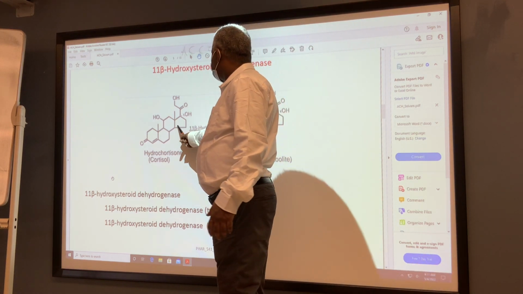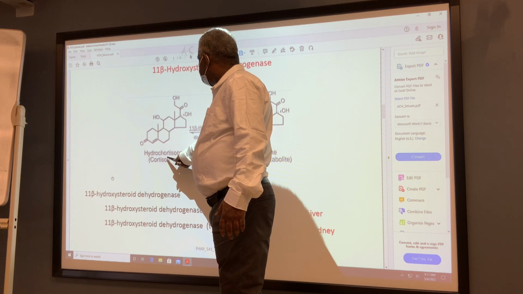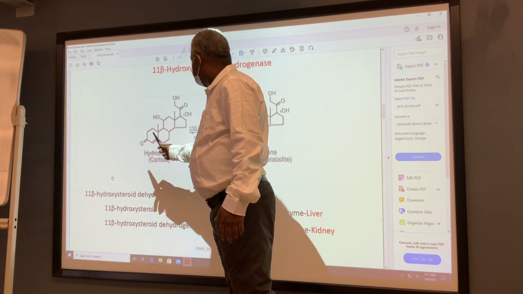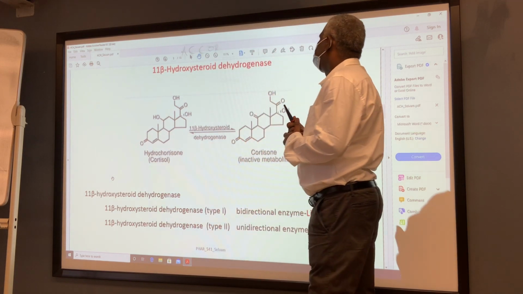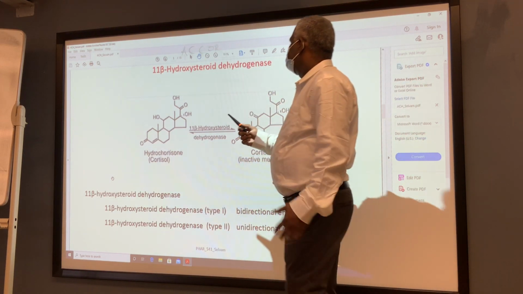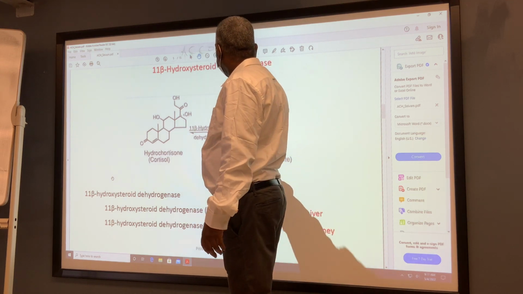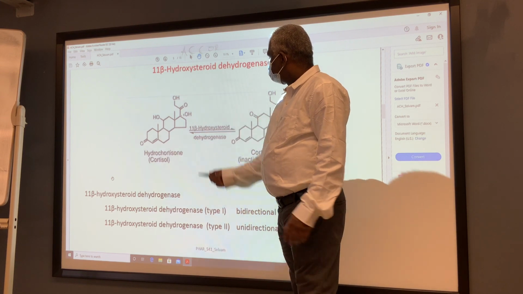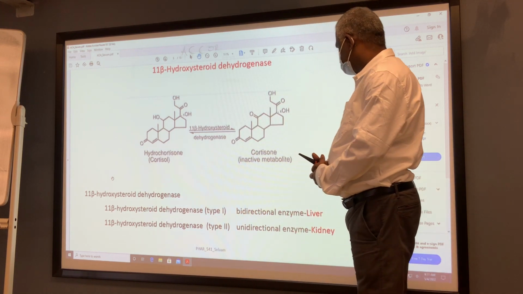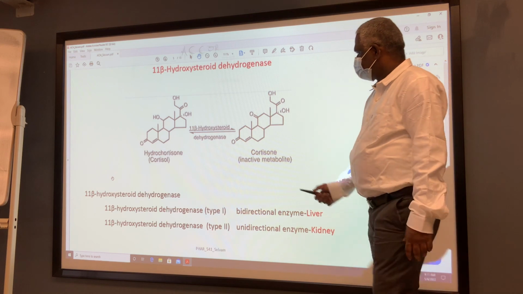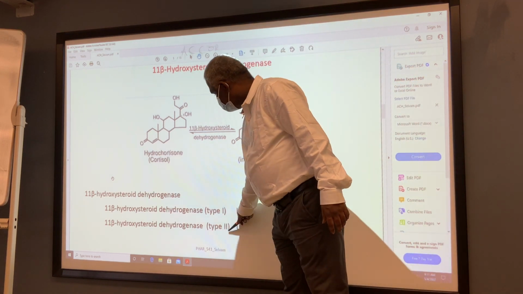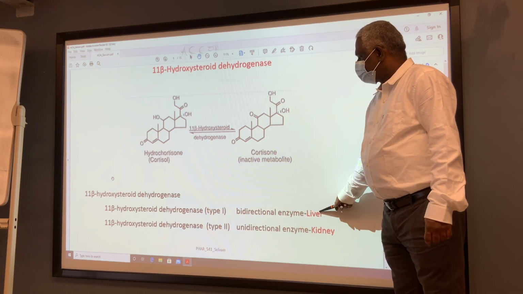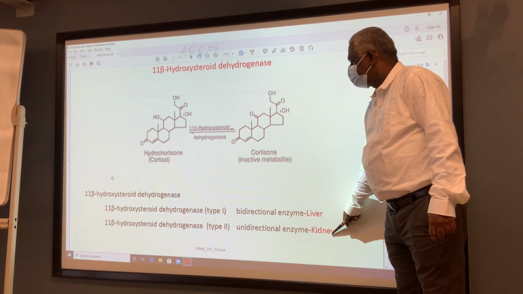So in the physiological system, hydrocortisone is converted to cortisone and cortisone is converted to hydrocortisone. This is a reversible reaction, from active compound to inactive compound and inactive compound to active compound. The reaction is catalyzed by 11 beta hydroxysteroid dehydrogenase. So we have two types of hydroxysteroid dehydrogenase, type 1 and type 2. Type 1 is in the liver, type 2 in the kidney.